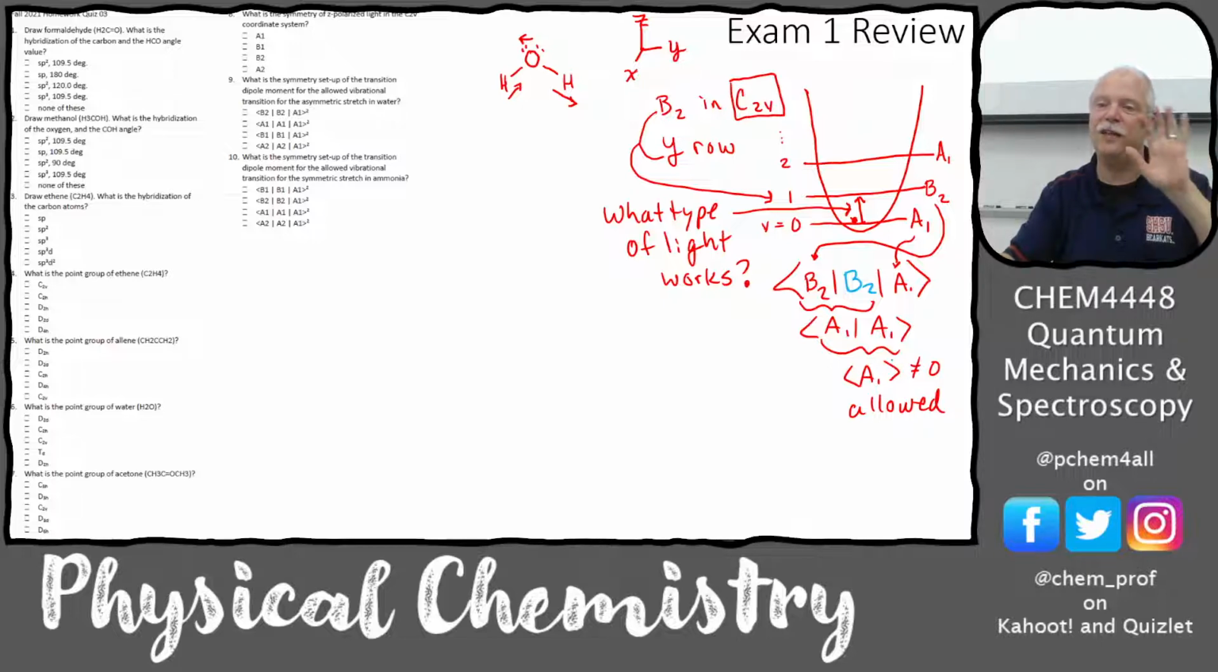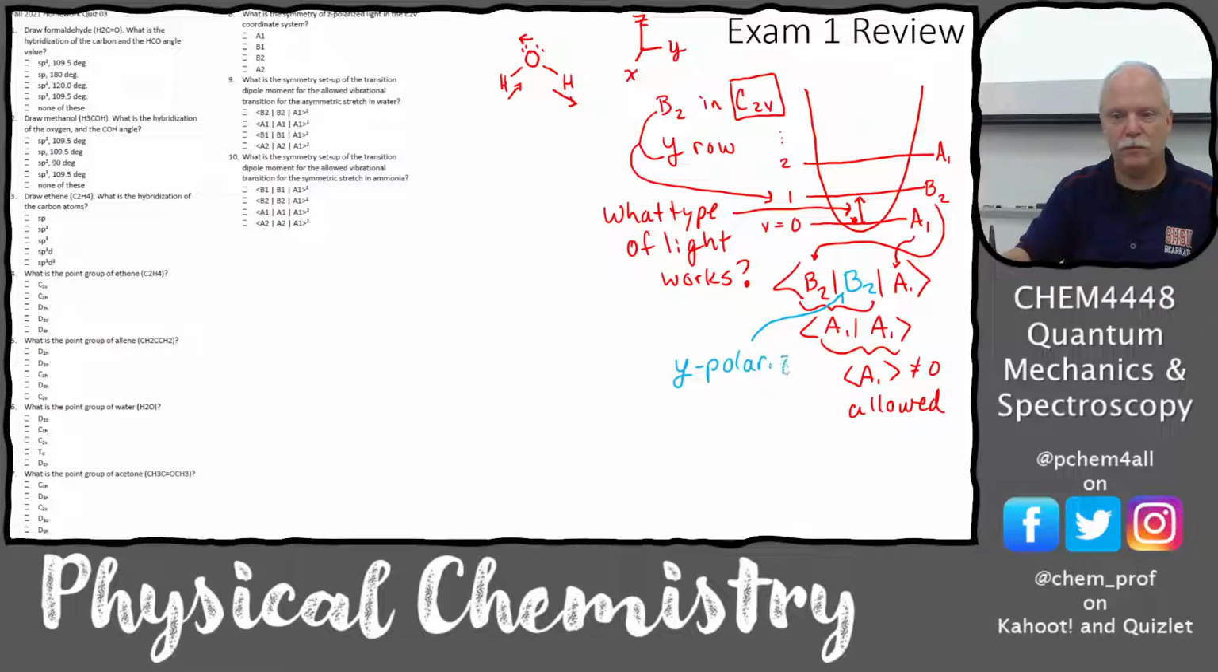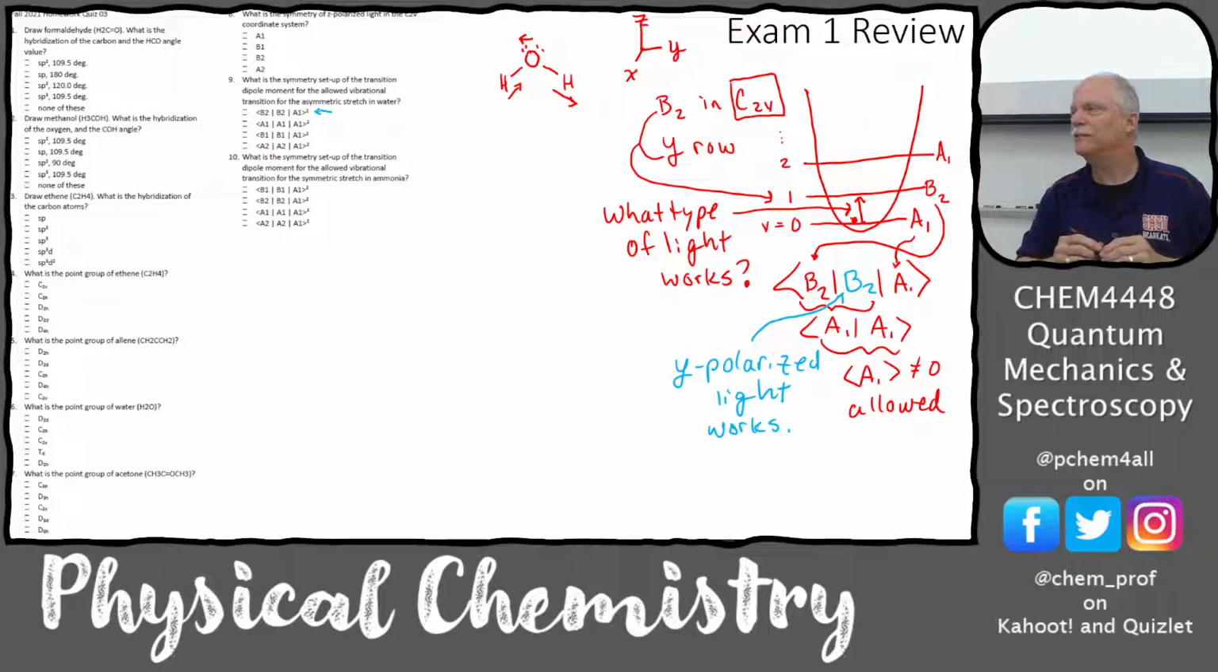And so if I have light that has the symmetry of B2, then this transition is allowed. And so we can look back at our character table, and B2 is Y. So Y polarized light. Right here, Y. Works. Okay, Y polarized light works for that. So this is the symmetry setup, would be this top one here. So that would be the answer, but that's why that's the answer.